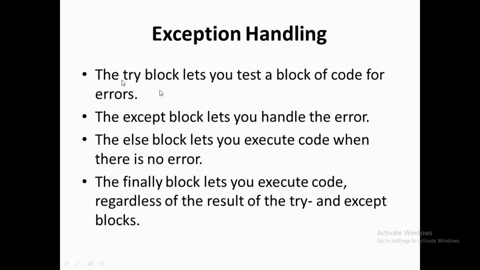To handle the exception, we will be using try and except, and we can also use an else block, and a finally block will be there. The try block lets you test a block of code for errors. The except block is used for handling the error. The else block lets you execute code when there is no error. And the finally block, whether the try block is executed or the except block is executed, will always get executed.